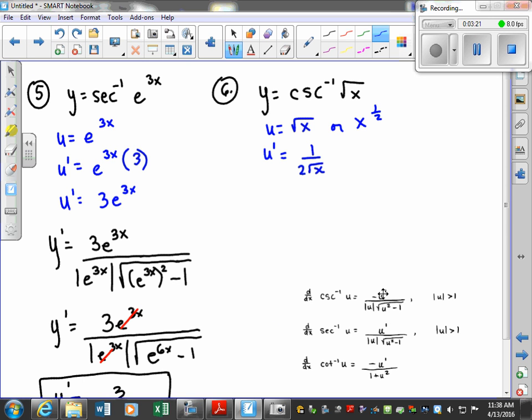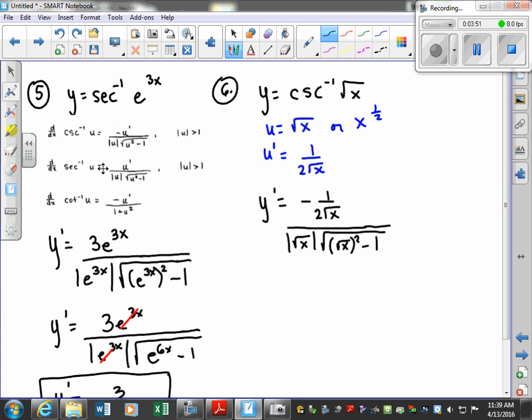Alright, so now let's plug that into our cosecant. So we're working with this top formula. So the derivative, I'm going to say y prime is equal to a negative, and then we have our u prime, so 1 over 2 square root of x. And then in the denominator, we have the absolute value of the square root of x times the square root of the square root of x squared minus 1.